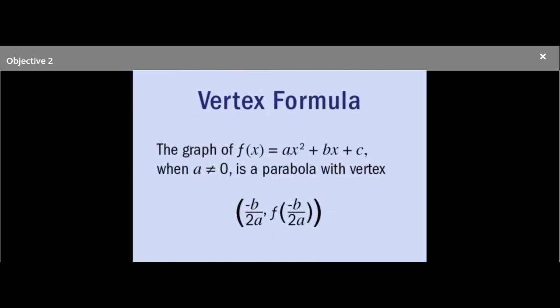This is what we call the vertex formula. The graph of f of x equals ax squared plus bx plus c, where a is not equal to 0, is a parabola with vertex. Notice the x value of the vertex is negative b over 2a, and then of course the y value is f of negative b over 2a.